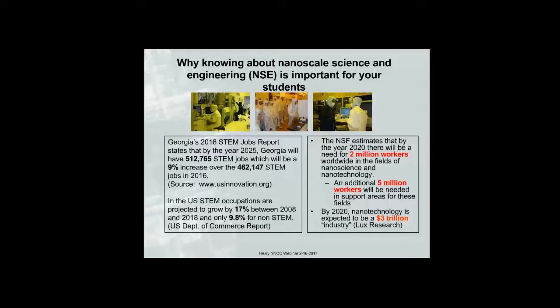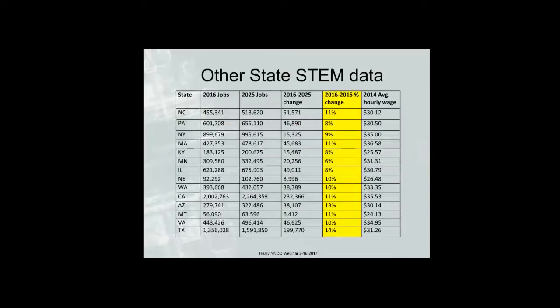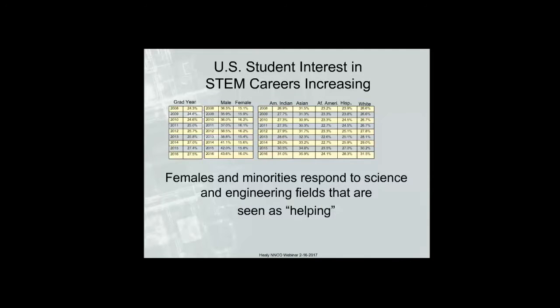And Lux Research estimates that this is going to be about 5% of our gross domestic product by 2020. So it's really a critical area for jobs. Then I went and looked at some of the other state STEM data. I'm probably preaching to the choir here, but I went to all the rest of the NNCI sites, and as you can see, most of them average about a 10% increase in job needs.